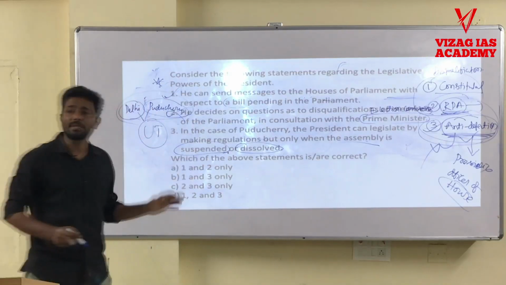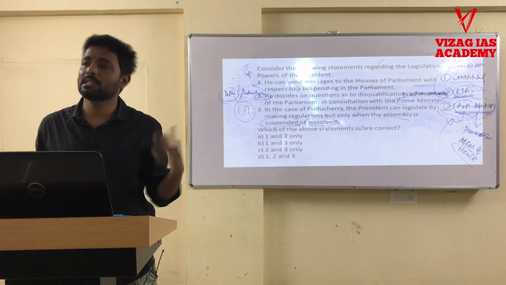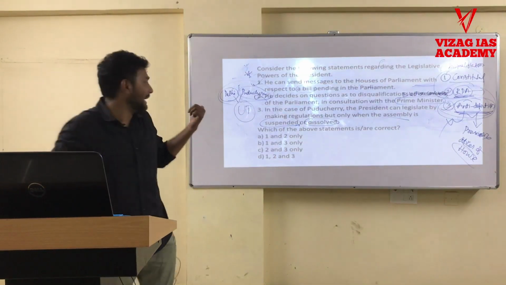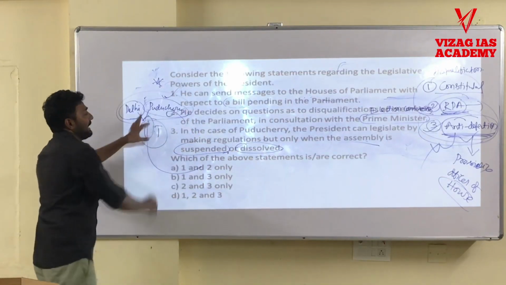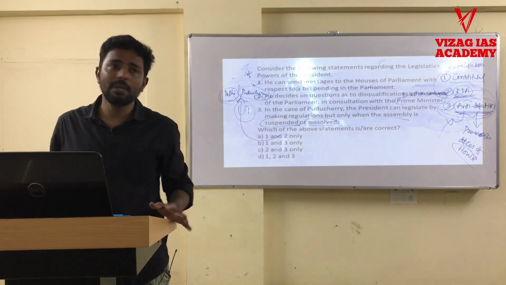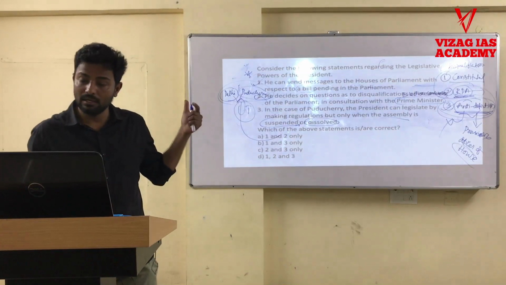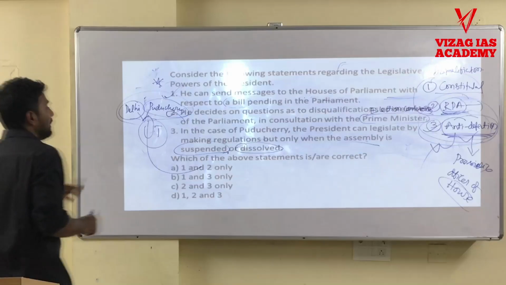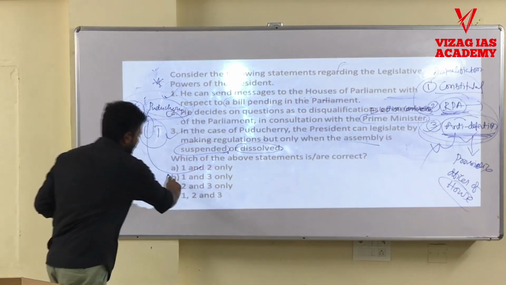Under normal circumstances, the respective legislative assemblies will make the legislation. But when they are either suspended or dissolved, the president will directly legislate. The president will make legislation that will be implemented by the respective union territories. So this is correct. So the option is 1 and 3.